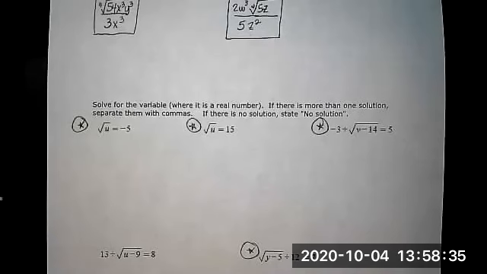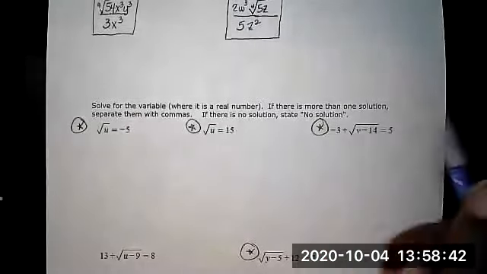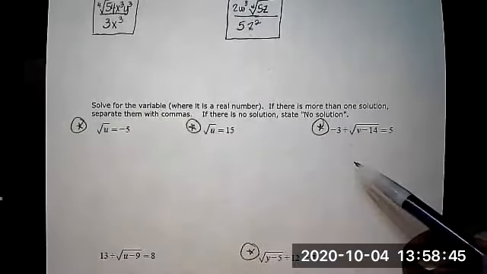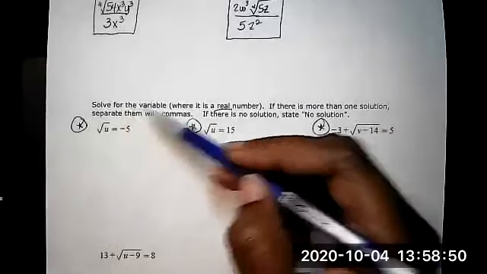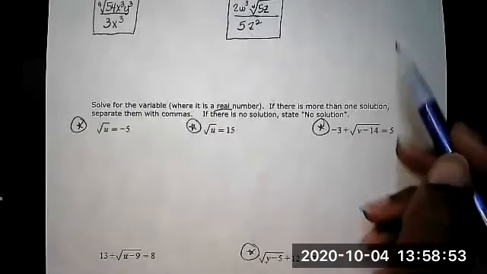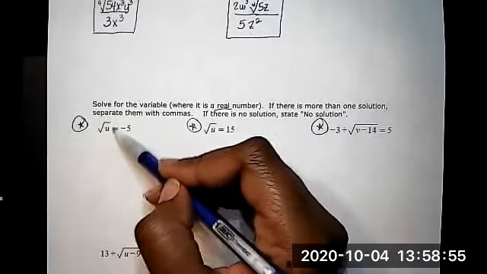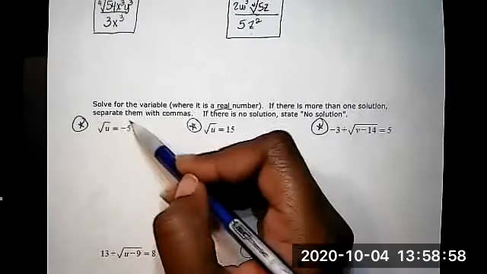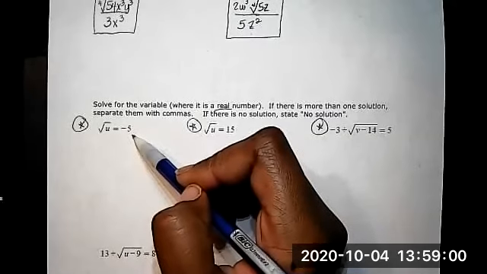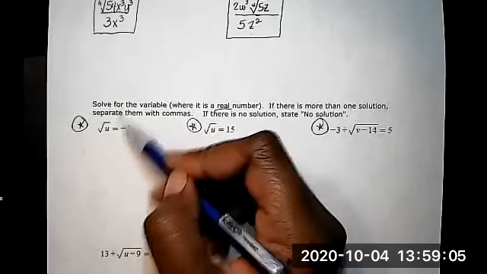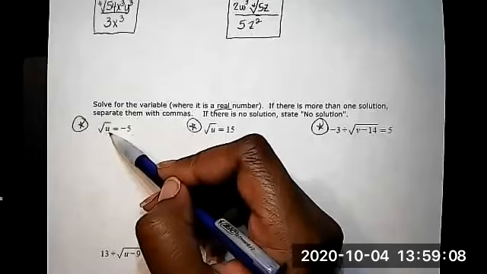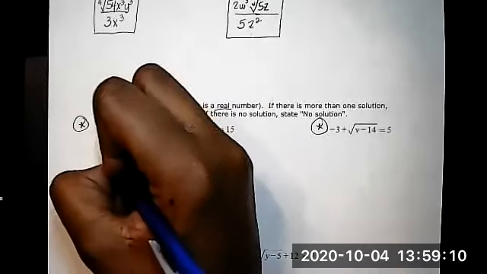All right, so now we're moving into another kind of place. In this situation, it says solve for the variable, where there's a real number, they want real numbers. If there's more than one solution, separate them with commas. If there's no solution, say no solution. If you have a square root in this situation, an even root, it cannot have a negative number. If you had a square root of negative something, that would be no solution. So in this case, square root equal to a negative, no solution.